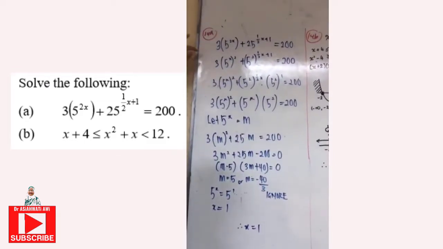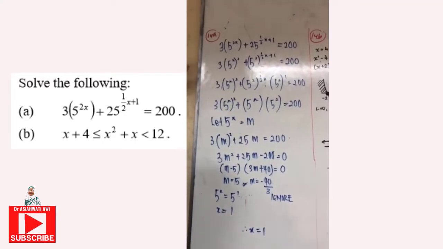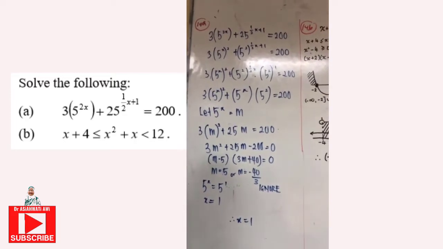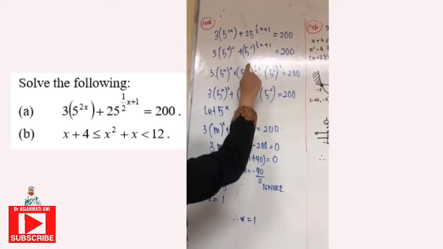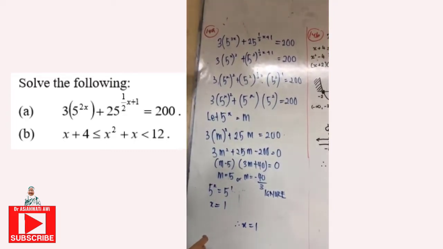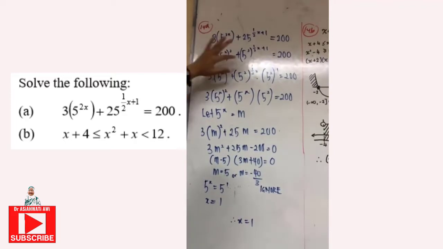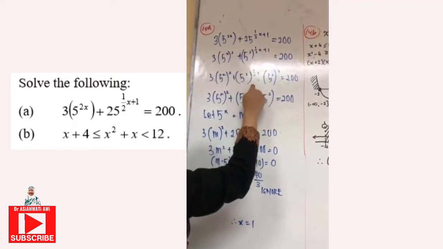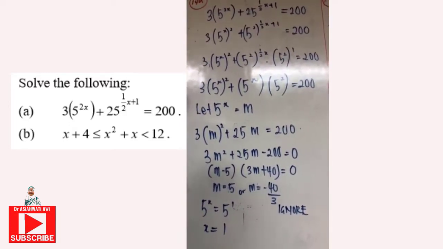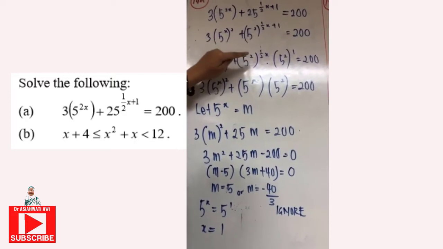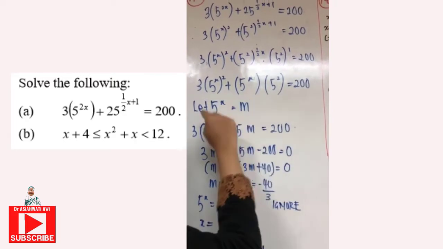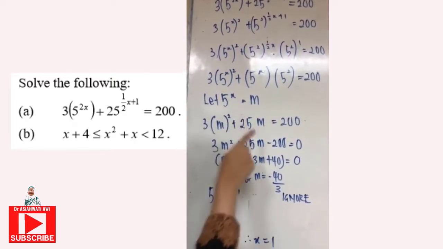So question 14a. The question is this one, and we need to find x. First we need to change this 25 to 5 to the power of 2. Then we separate this one. This one we copy back, and this one 2 times 1 over 2x, we get x. Then we need to let 5 to the power of x equal to m.